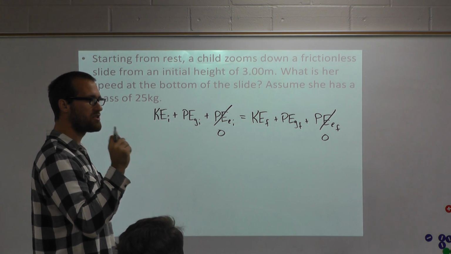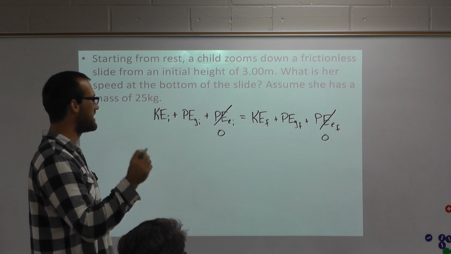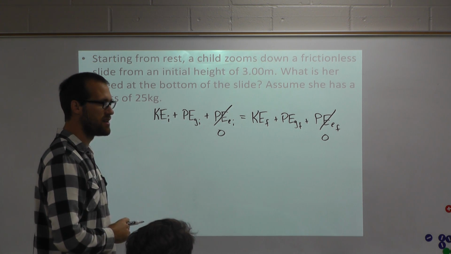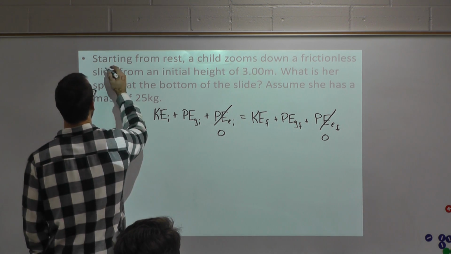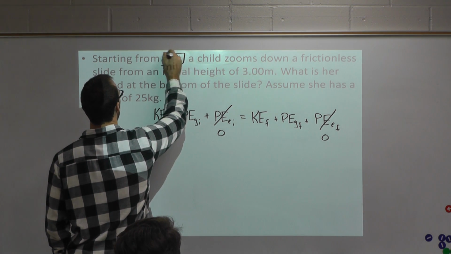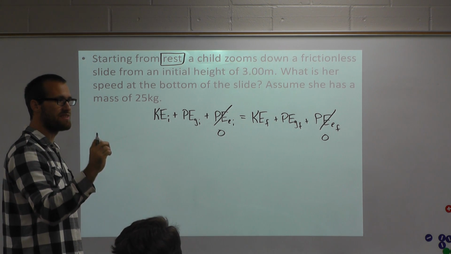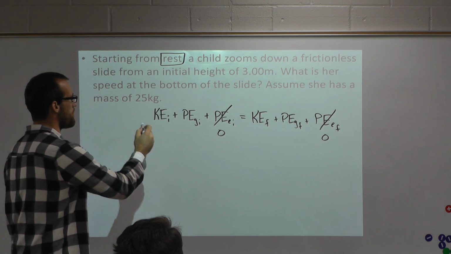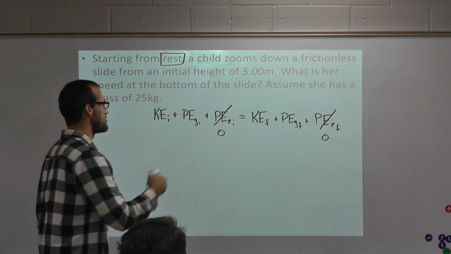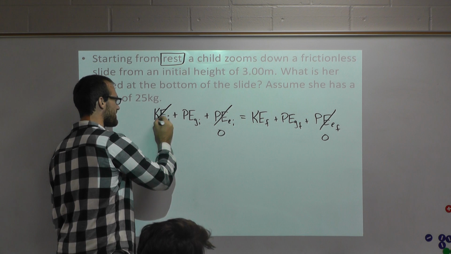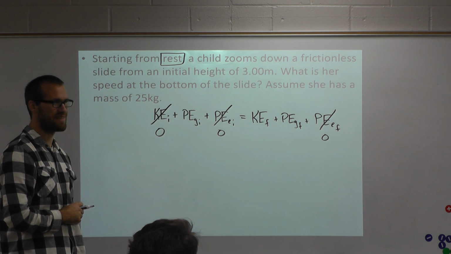What you need to do in these problems is identify when these terms can be canceled out by the context of the problem. It says, starting from rest. What does that tell you? Initial velocity is 0. What variable up here would this cancel out? KEI. Which KEI? There's only one. That's going to be 0. Everybody understand why that is 0?